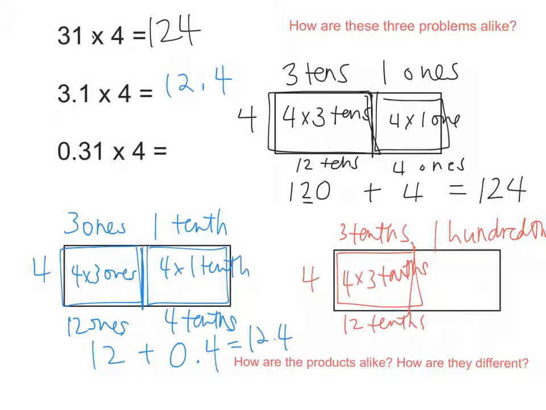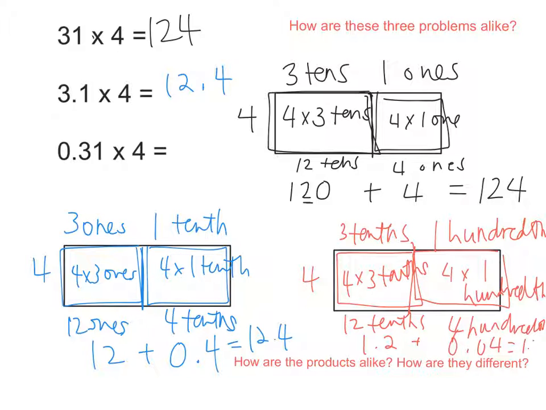And over here, to find the area of this next part of the tape, I have 4 times 1/100th. 4 times 1/100th is how many hundredths, Ben? 4. Okay, make sure you're writing this down. If I have 12 tenths, I know the standard form is 1.2. And then if I have 4/100ths, I know the standard form is 0.04. So that equals 1.24.